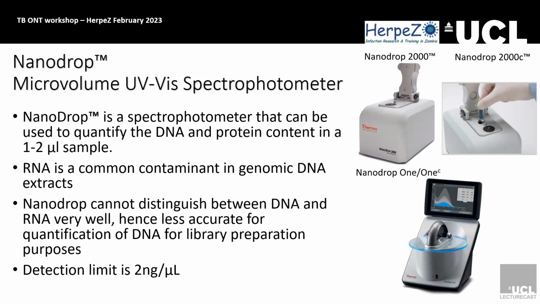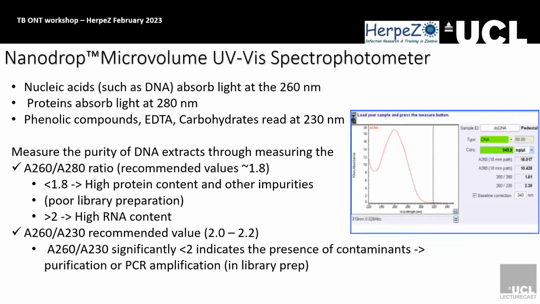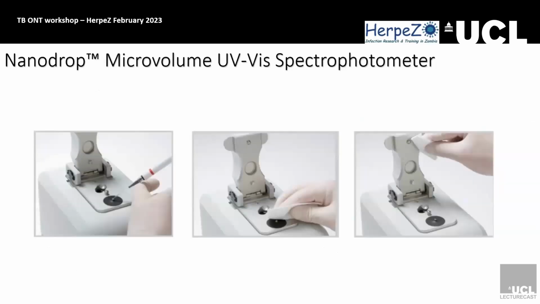So yeah, that's just a picture of the NanoDrop. You put your 1 microliter volume on that stage there, and then the light comes through the bottom and it measures the absorption.